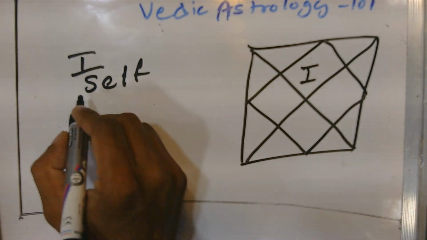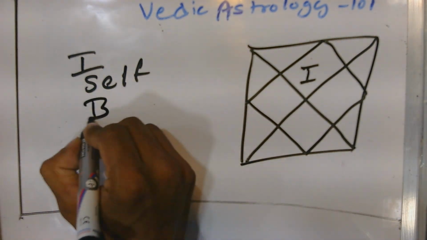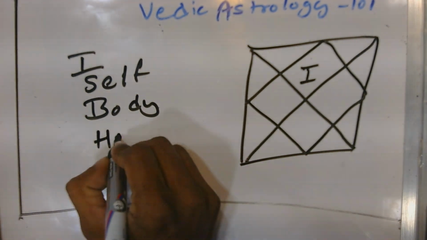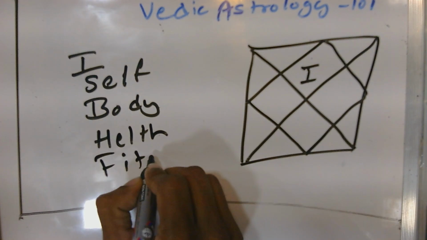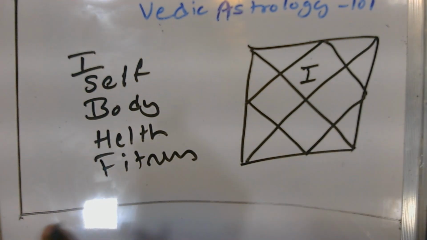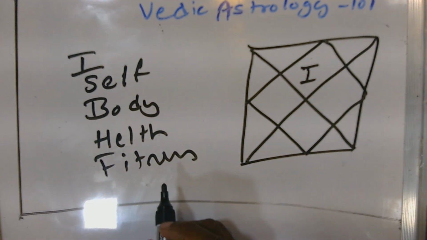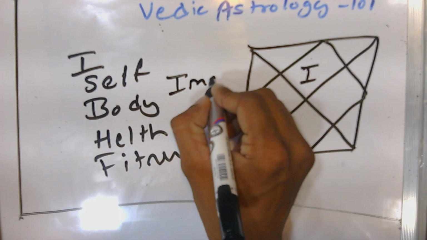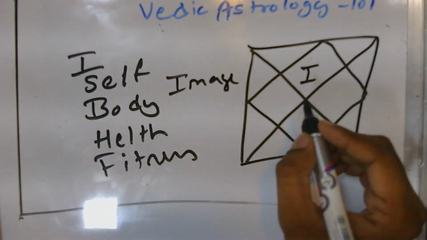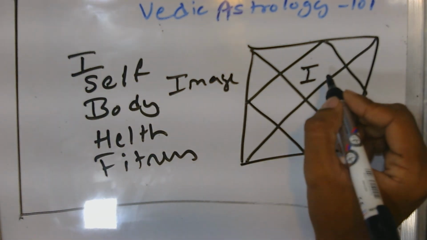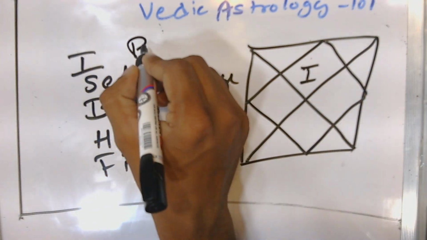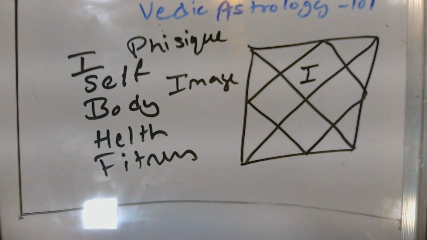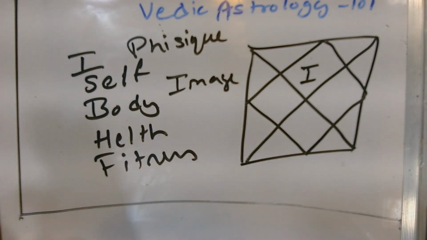And what other information will it give you? It will tell you about the body of the person. It will also tell you about the health or fitness of the person whose horoscope it is. So the first house is all about self. It will also give you information about the image of the person. So you can see the first house is telling you about the physique of a person, it may be called the house of physique or the house of the person himself.